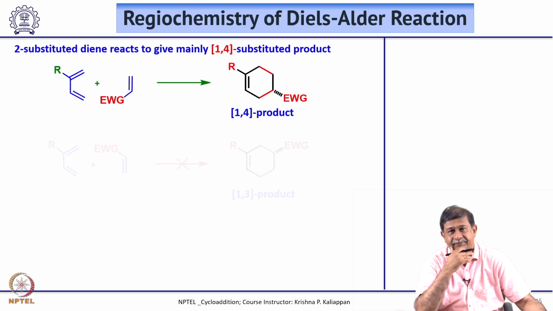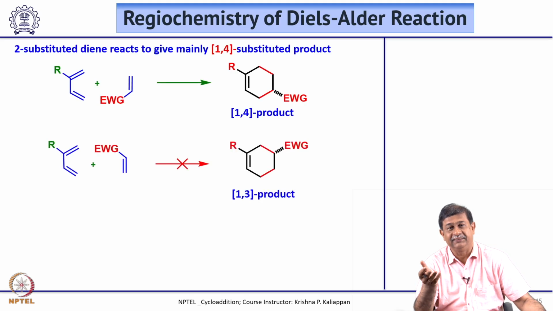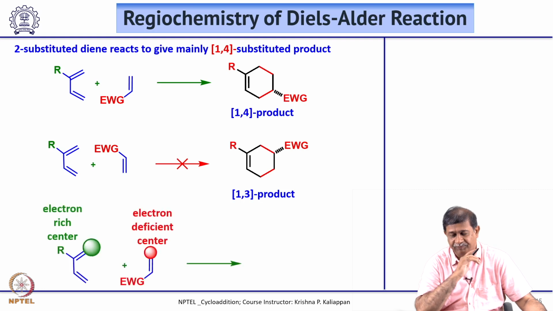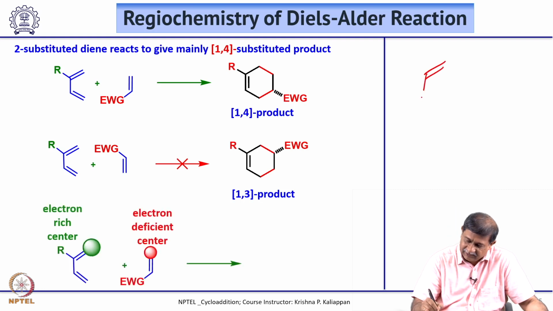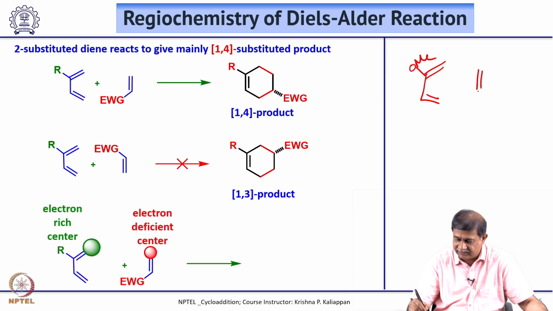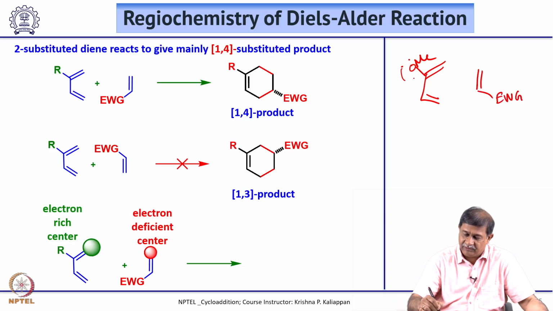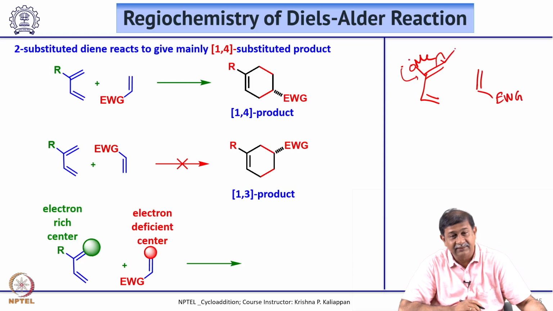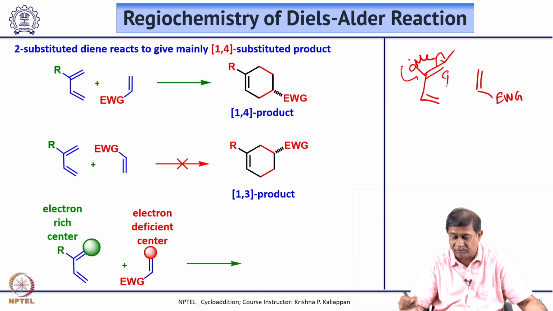Likewise, if you see the 2-substituted diene, and when you have a 2-substituted diene, as I already mentioned, the 1,4 product is the major product and not 1,3. Though you may get a little bit of 1,3, the predominant product is 1,4. Again, the electron density could be utilized to explain, though there are other ways to explain, but this is easy for you to understand.